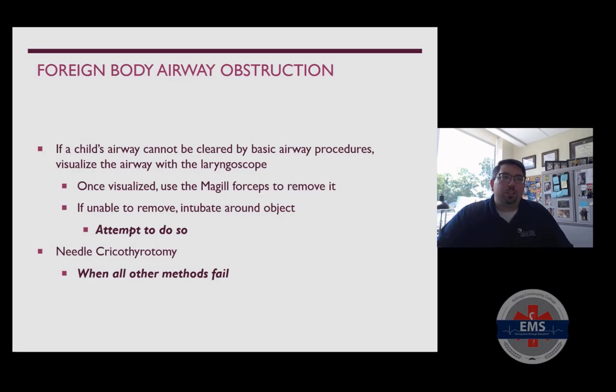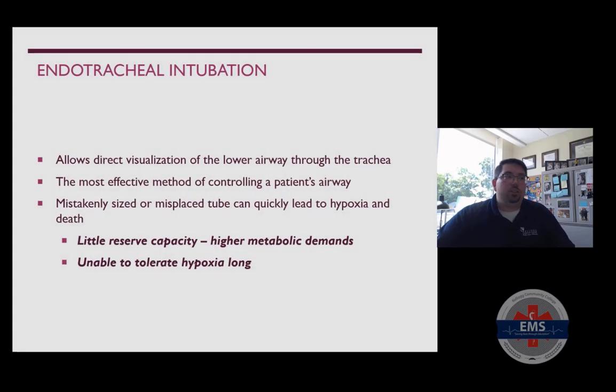For foreign body airway obstructions, we know the child cannot clear their airway by any type of basic procedures, so we must visualize the airway and remove the foreign body with our laryngoscope and McGill forceps. If unable to remove, we want to try to intubate around it. If we can't do that, then we've used all of our other methods, so a needle cric in this case is indicated. Now, direct oral tracheal intubation allows for direct visualization of the lower airway through the trachea. It is the most effective way of maintaining a patient's airway.